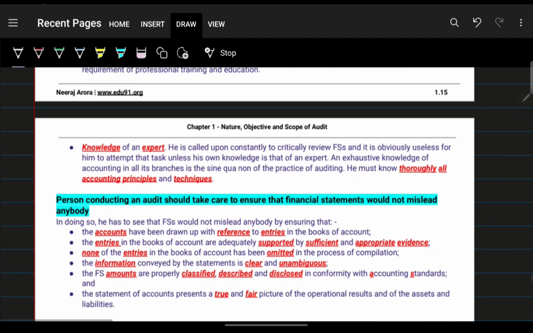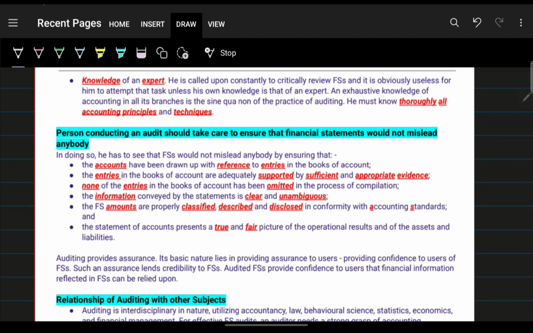Okay, next. How do you ensure the financial statement would not mislead anybody? It's very simple, right? So here the accounts have to be prepared in reference to the entries, and the entries should be supported with evidence. No entry should be omitted, and information conveyed is clear and unambiguous, and the amounts are classified, described, and disclosed properly as per the accounting standards, and it gives a true and fair view. So how many are there? 1, 2, 3, 4, 5, and 6 points are there.